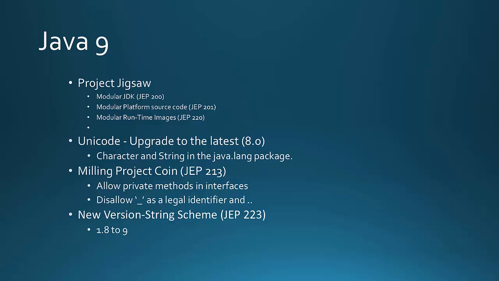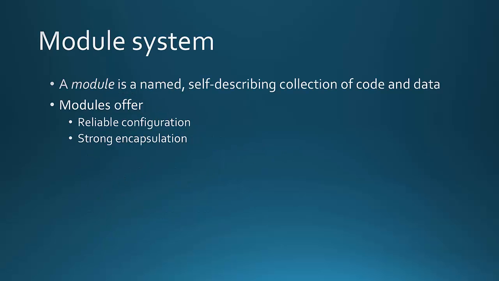Next, we'll see what a module system is. By definition, a module is what the slide shows. A module is a named, self-describing collection of code and data, and it offers reliable configuration and strong encapsulation. Well, this looks like a marketing talk. So let me define the module in my own terms.